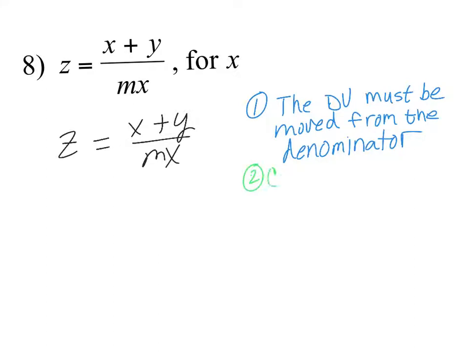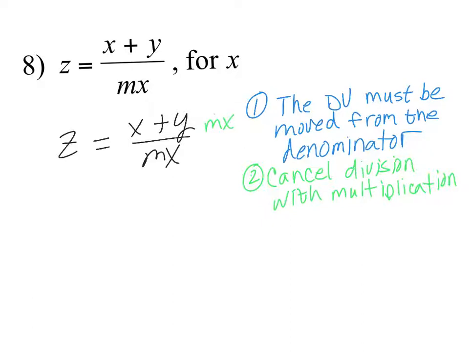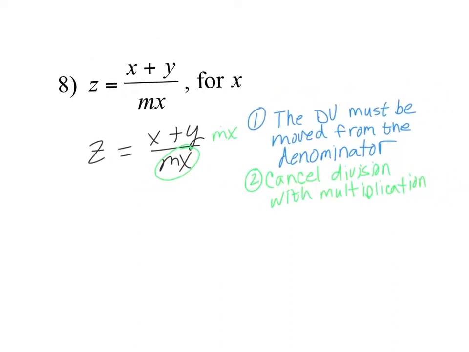So how am I going to remove it from the denominator? I am going to cancel division with multiplication. Because that mx is in the denominator, that means it's being divided. So if I want to cancel out that division, I'm going to have to multiply. I'm going to multiply both sides by mx, not just by x, because I need to get that m out of the denominator to get it away from that designated variable anyhow. So I am going to multiply both sides by mx.